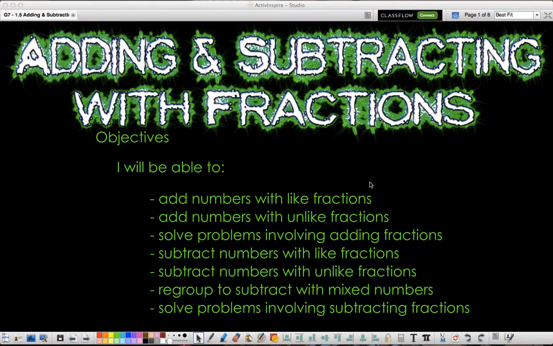Welcome to Lesson 1.5, Adding and Subtracting with Fractions. Today we're going to talk about how to add numbers with like fractions, add numbers with unlike fractions, solve problems involving adding fractions, subtract numbers with like fractions, and subtract numbers with unlike fractions, be able to regroup to subtract with mixed numbers, and solve problems involving subtracting fractions.